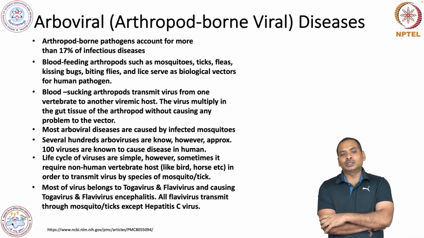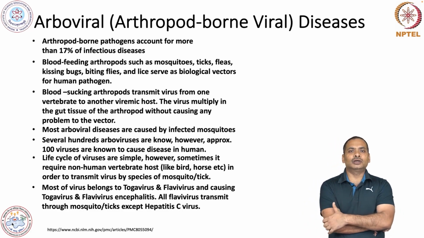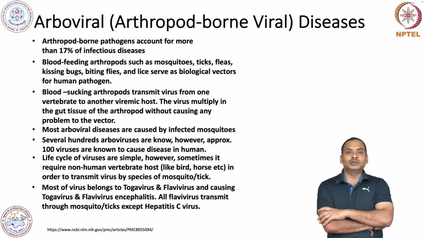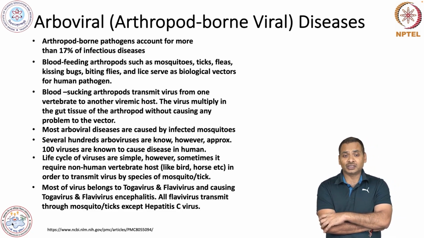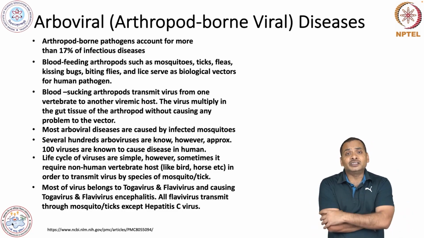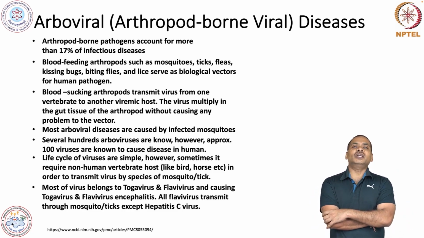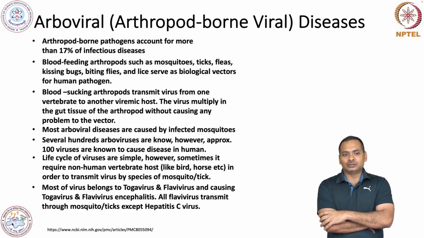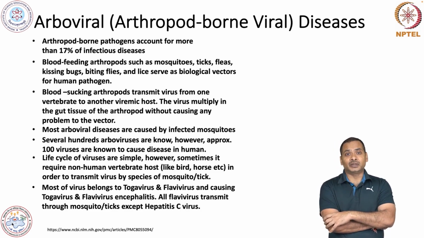Most of the viruses belong to a family of viruses which we call togavirus, and flavivirus. So most of these arboviruses belong to the togavirus family or the flavivirus family, and in general they cause encephalitis. What is encephalitis? Encephalitis is basically inflammation of the central nervous system. Okay. That includes the brain and spinal cord. So these virus infections can cause encephalitis, that is inflammation of the brain and spinal cord.